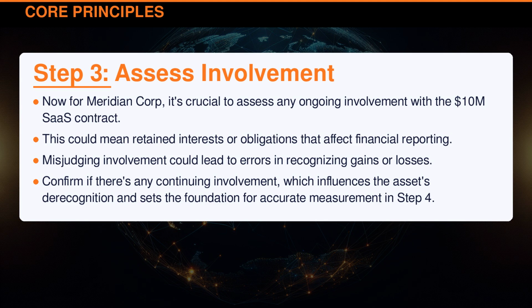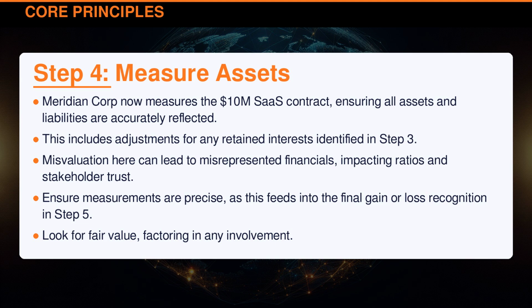Meridian Corporation now measures the $10 million SaaS contract, ensuring all assets and liabilities are accurately reflected. This includes adjustments for any retained interests identified in Step 3. Misvaluation here can lead to misrepresented financials, impacting ratios and stakeholder trust. Ensure measurements are precise, as this feeds into the final gain or loss recognition in Step 5. Look for fair value, factoring in any involvement.